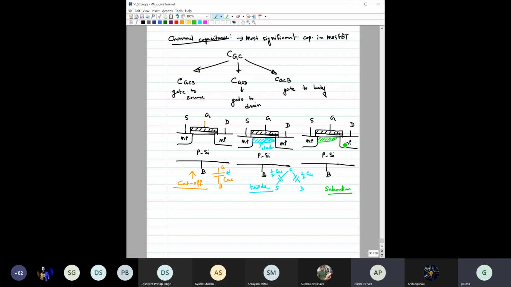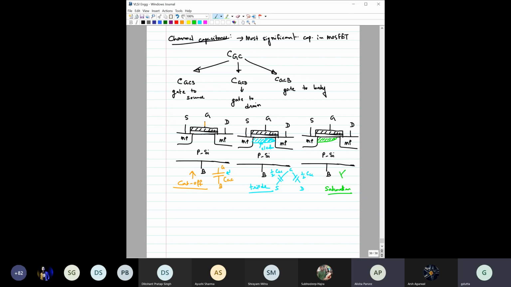The channel has disconnected from the drain side, but still this channel would be able to disconnect this gate and body. Disconnect in the sense that all the electric field from here would be terminating here. So this gate to body capacitance would still be equal to 0. Earlier the gate to channel capacitance was equally divided between source and drain. Now this electron channel is only connected with the source, so this gate to channel capacitance will only appear between the gate and source. The gate to drain component of this capacitance would become equal to 0.